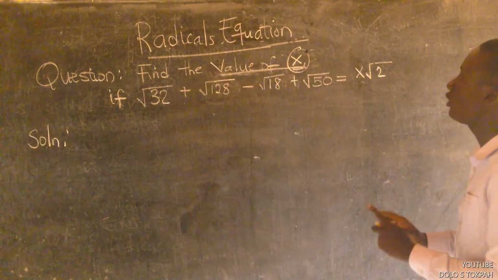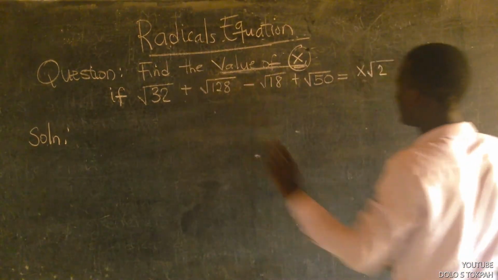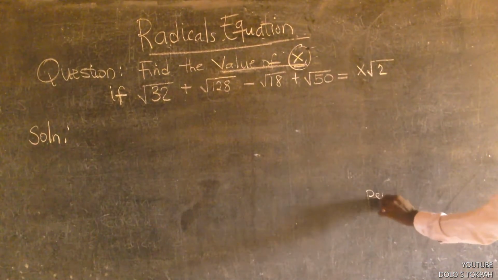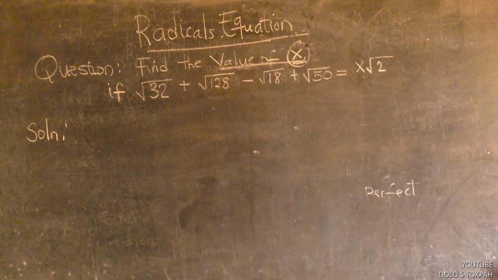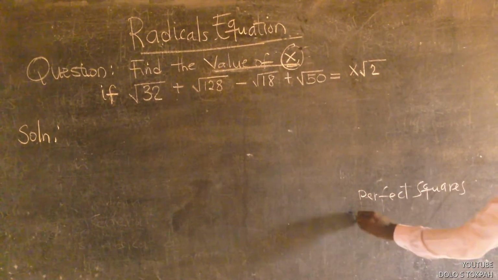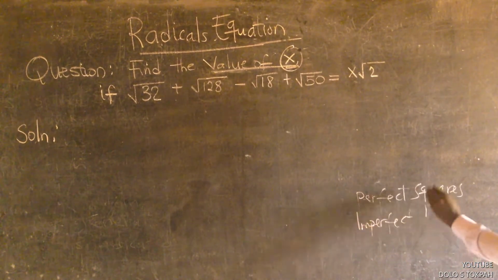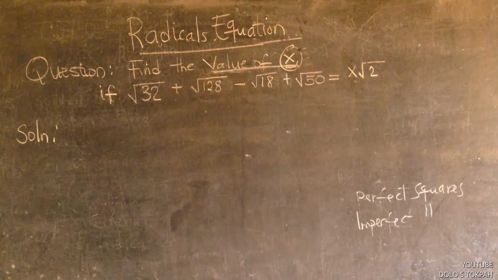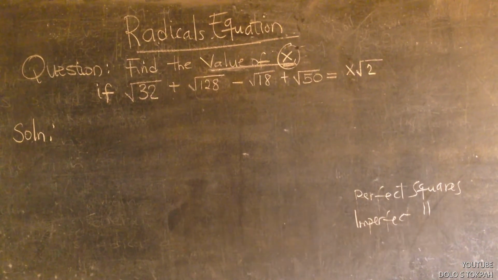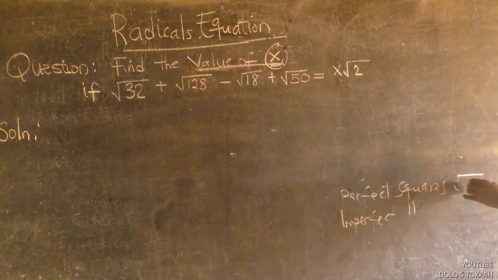But before we go there, I want to tell you two things relating to radicals. The first one is a perfect square, and the next one is an imperfect square. A perfect square is a number that, when you put it within the root, comes out perfectly.